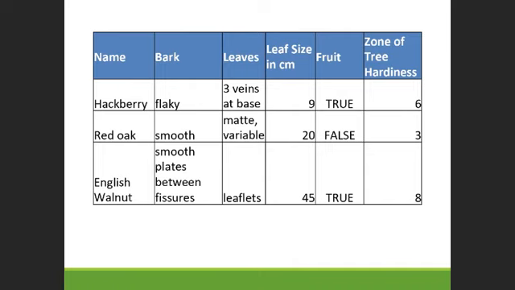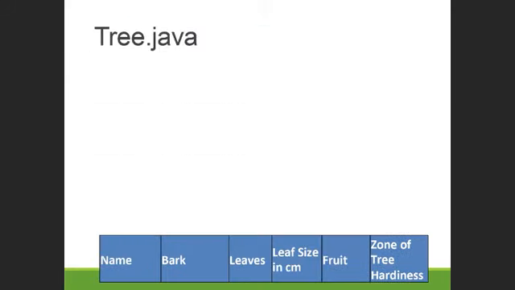This would be like a tree object. This is a spreadsheet that I tossed together really quick, so I could use these guys up here as my instance variables. We've already done the hard work of creating our instance variables. They would all have the access modifier private.